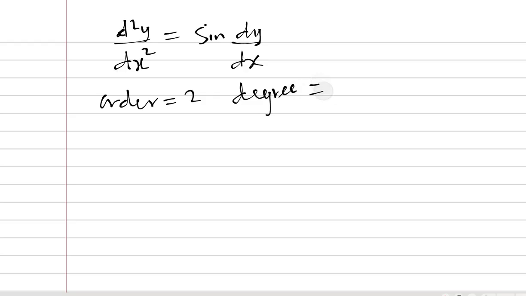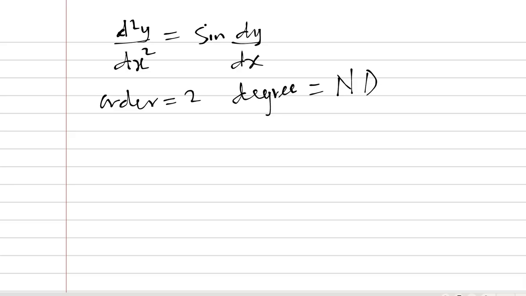The degree is not defined, because this is sin(dy/dx). Are you seeing that now? So the degree is not defined. That is what I am trying to say in essence. Are you following that now?